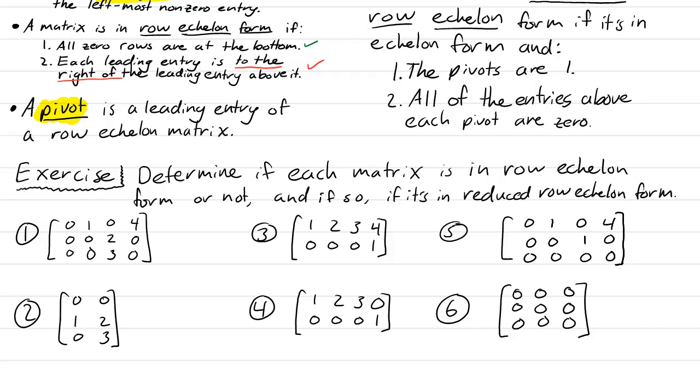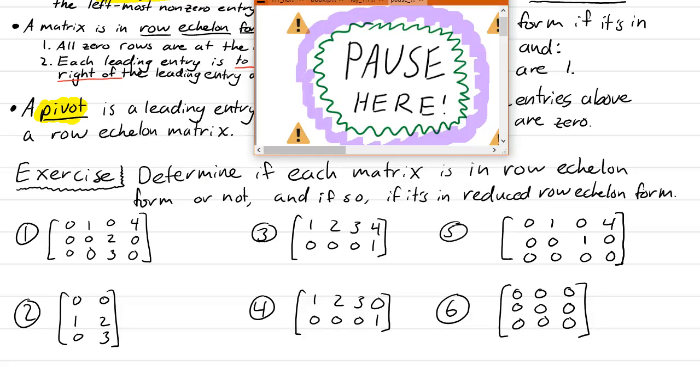All right, here is your exercise to make sure you can tell what echelon form looks like and what reduced row echelon form looks like. So determine if each of these matrices is in row echelon form or not, and if so, if it's in reduced row echelon form. And I'll show you the answers in about 10 seconds. So let's pause it here.